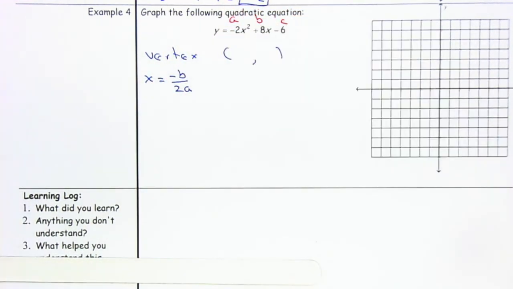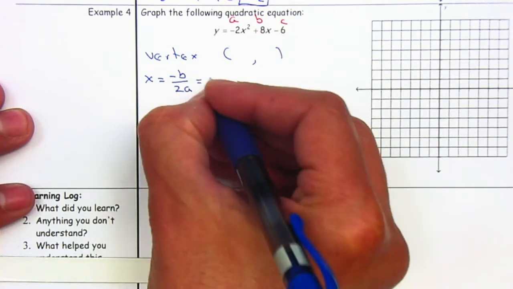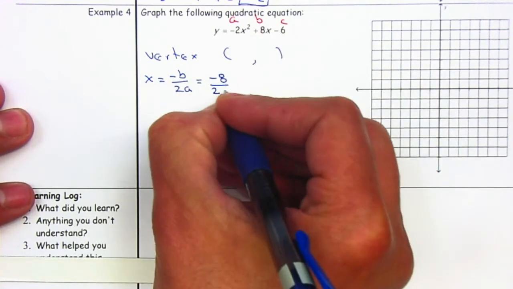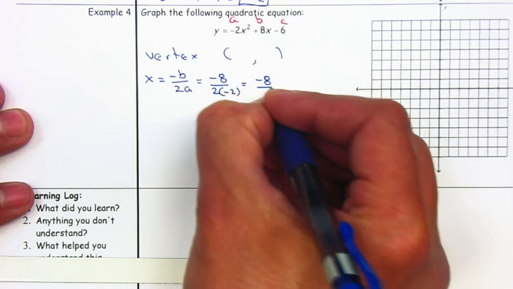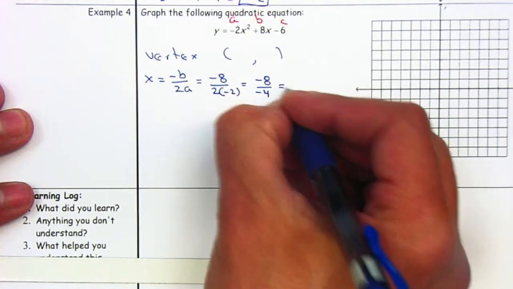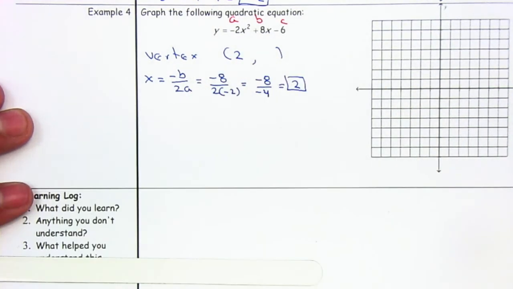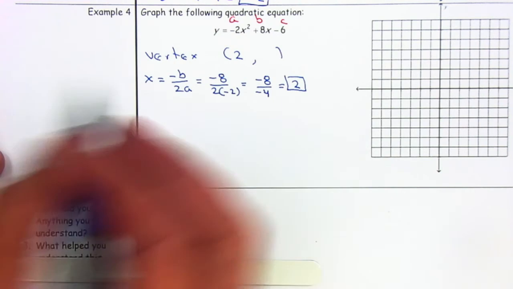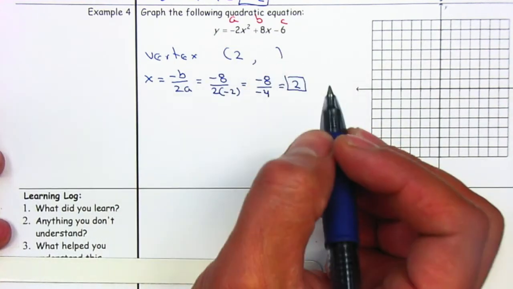Remember, this is a, this is b, and this is c. b is positive 8, so the opposite of positive 8 is negative 8. 2 times a, and a is negative 2. So it gives me negative 8 over negative 4. It's positive 2. That's my x value. Now I need to find the y value. Once I have an x value, I can plug it in to get the y value.